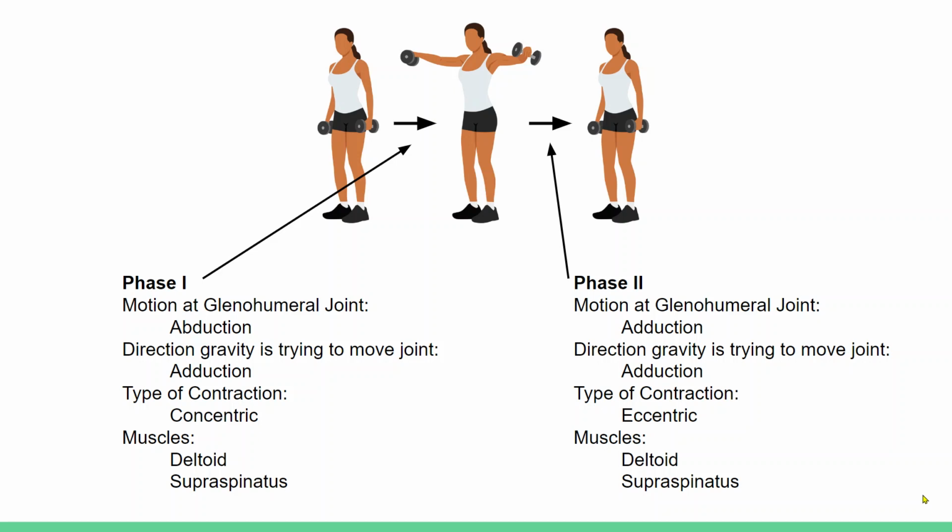Phase two of that exercise is you start in the abducted position and you're going down to adduction of the glenohumeral joint. That is in the same direction that gravity is trying to move that joint, adduction. So if they're the same, that type of contraction is an eccentric contraction. And you can think of it as you're controlling the lowering of those weights. Same muscles are activated, the deltoid and the supraspinatus.